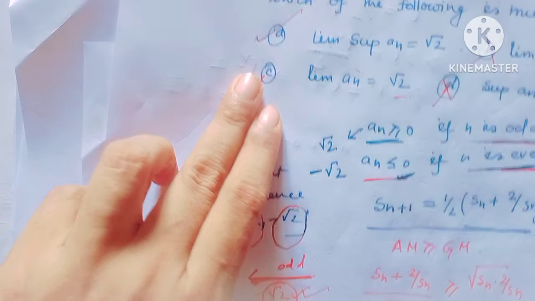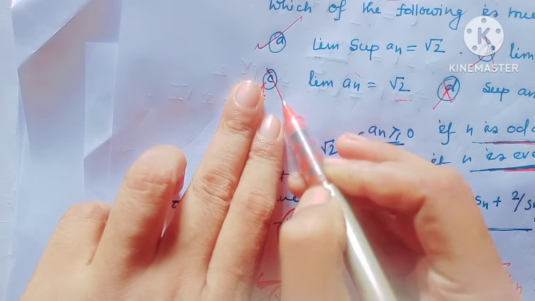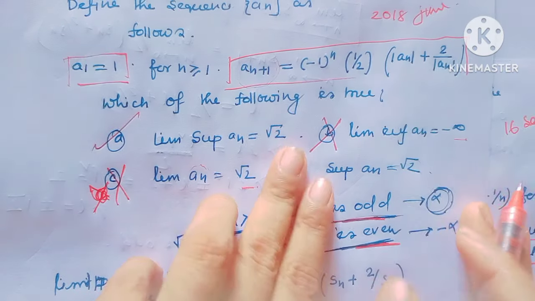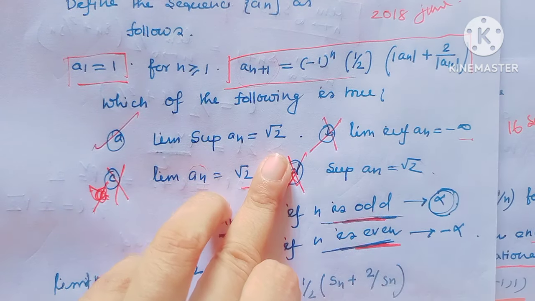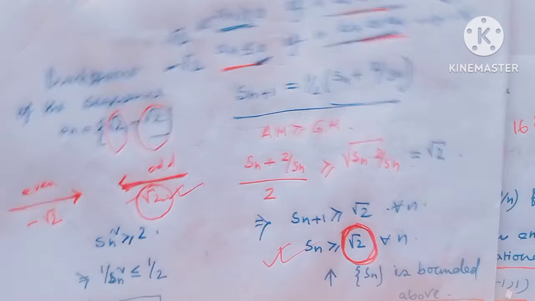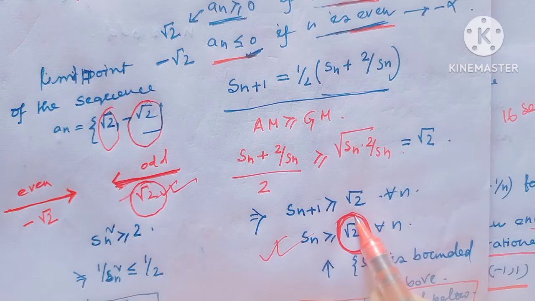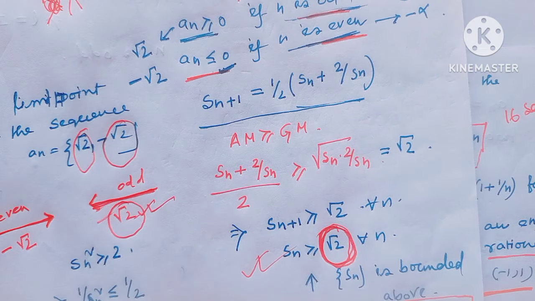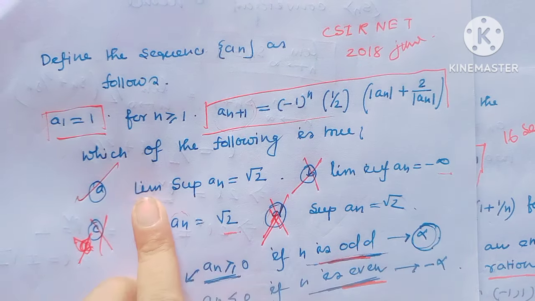That means the limit point of the sequence is square root of 2. This is not true. And supremum of an equals square root of 2 is also not true. Why? Because notice the greatest lower bound of the odd subsequence is square root of 2. That means that sequence would always be greater than square root of 2. So option D is also not true. Only option A is the right option.